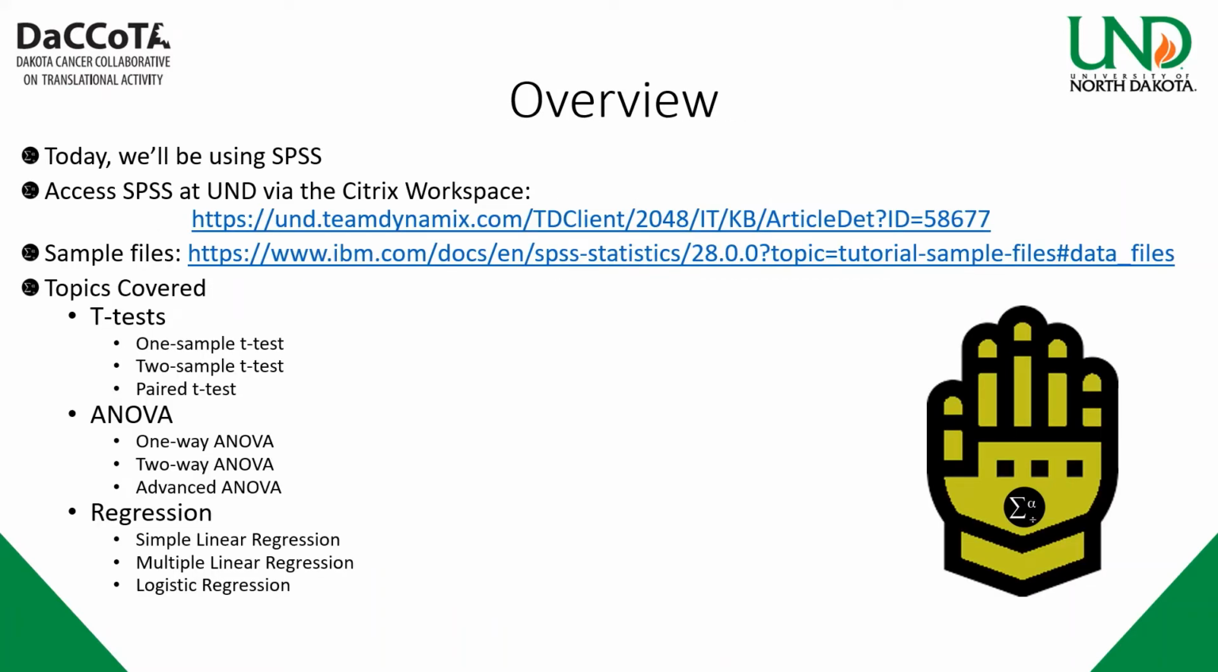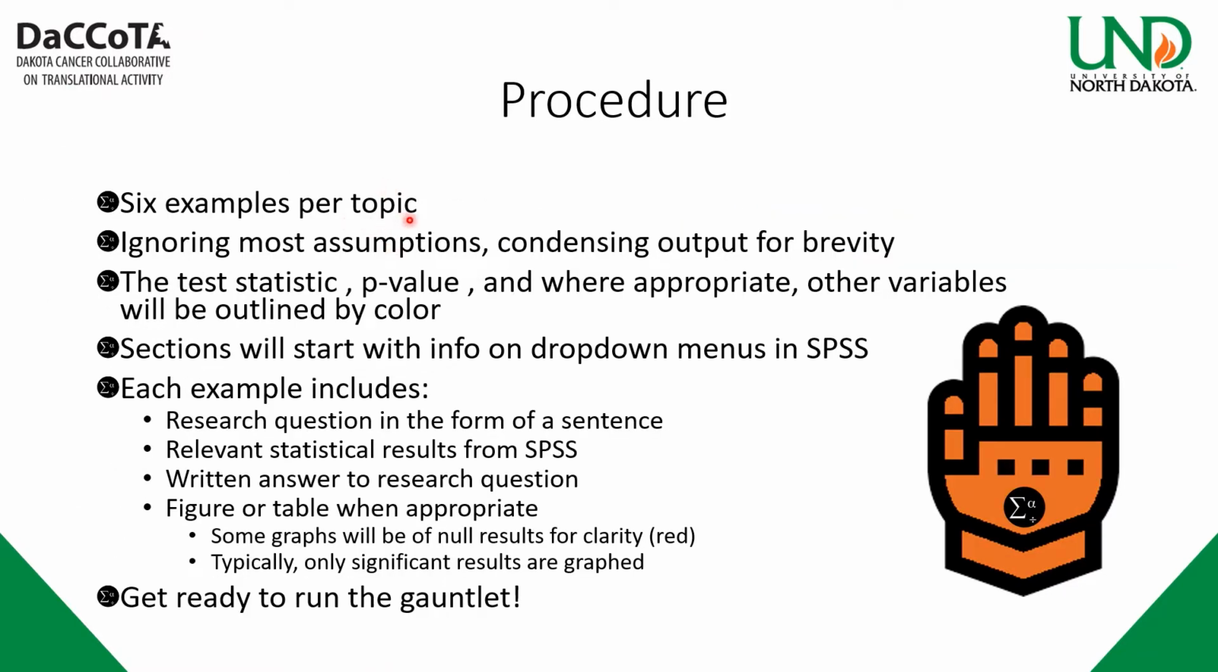So then, an overview of what is to be done. We'll be using SPSS, and if you are at UND, you can access it via the sister's workspace. If not, you have to have a copy of SPSS yourself. A really great resource is this link to sample files. It gives a short description of all the sample files SPSS has. I'm using almost entirely sample files within SPSS with one exception. The topics covered will be three broad categories: t-test, ANOVA, and regression, with three in each. For each topic, there will be six examples.